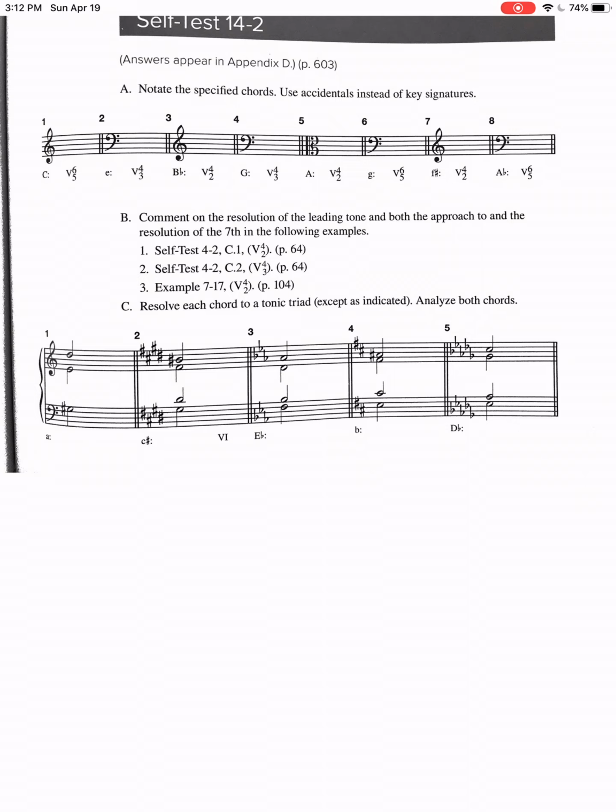And I'll just kind of tell you which sections these would be similar to. These are taken right from your self-test in your book. So anyway, let's get started and go through some of these examples.